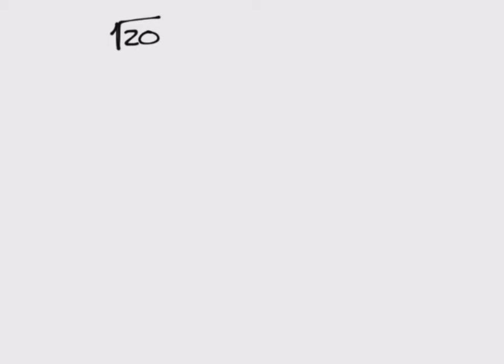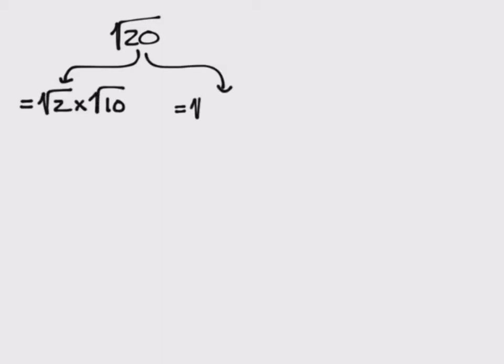Well, what we're going to do is write the square root of 20 as a product of two other square roots. Now we have some options here. We can write it as the square root of 2 times the square root of 10, or we can write it as the square root of 4 times the square root of 5. I would much prefer the square root of 4 times the square root of 5. Can you guess why? Because the square root of 4 is a nice number. The square root of 4 is 2. So we can write this as 2 times the square root of 5.